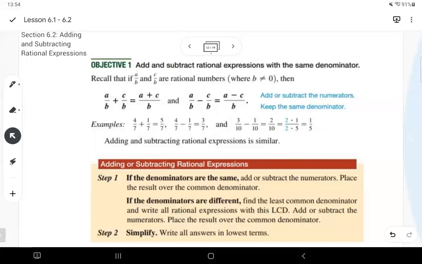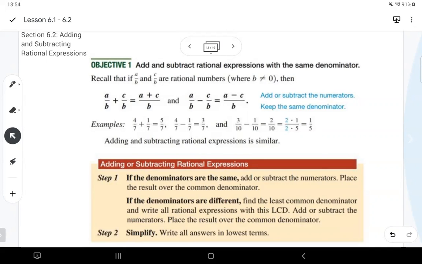Okay, so we're going to pick up where we left off in 6.2. As soon as we get 6.2 done, I will record 6.3. If I have time, I'll finish out the chapter as well.